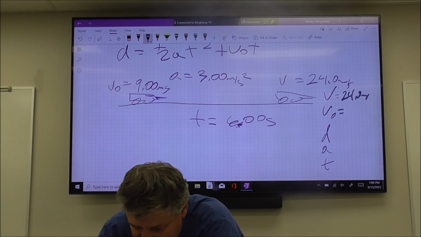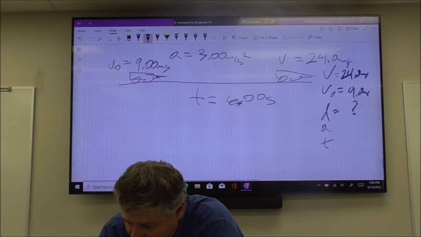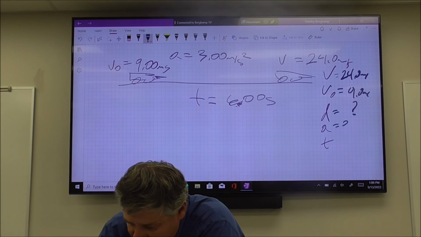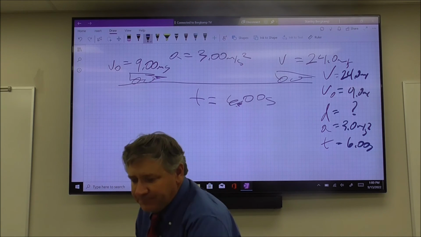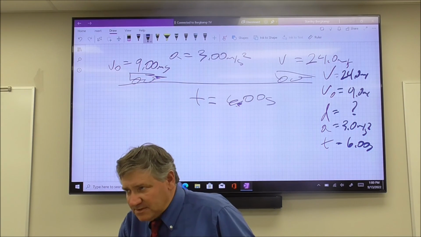My V naught is 9 meters per second. My distance is the question, what I don't know. My acceleration is 3 meters per second squared, and my time is 6 seconds. Okay? So there's a couple of ways we can do this, depending upon your preference.